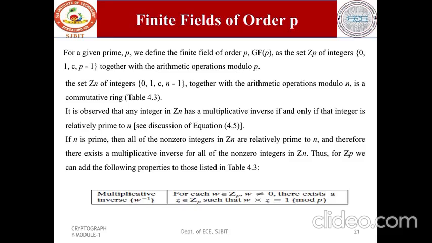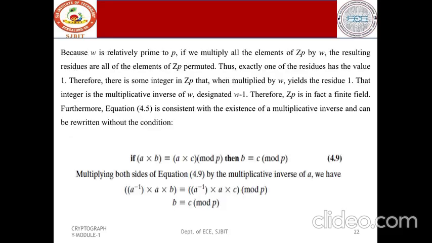Zp is in fact a finite field, and it is consistent with the existence of a multiplicative inverse and the property can be rewritten without the condition. So if a times b is congruent to a times c mod p, then we can say that b is congruent to c mod p. Multiplying both sides of the equation by the multiplicative inverse of a, we have a inverse times a times b equals a inverse times a times c. So this gives b is congruent to c mod p.